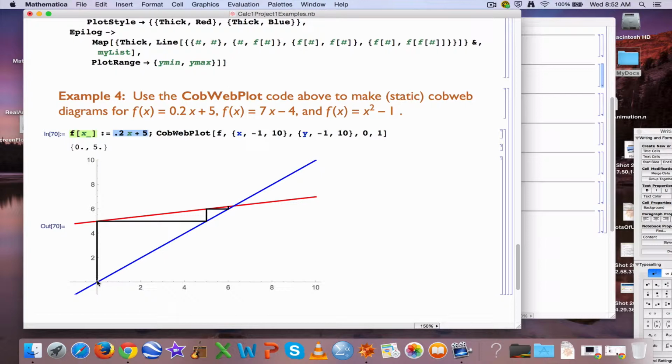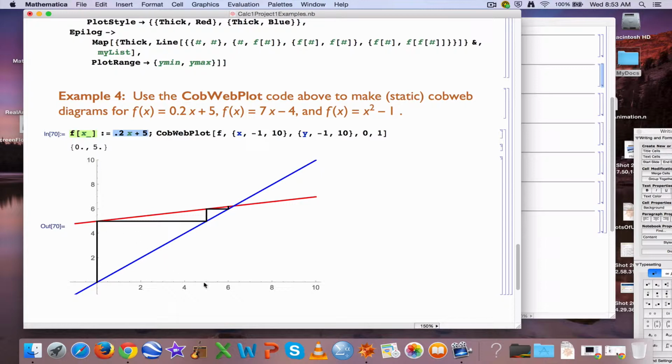When I plug in x equals 0, what I can imagine doing is starting on this blue line, at this point, the origin, where x is 0 and y is 0. When you plug x equals 0 into the function, you get 5 out. That's the second coordinate of this point. You go up to the red graph, and look at the second coordinate of that point. It's 5. That is the next iterate. That's x1. That's the output of the function when x0 is 0.